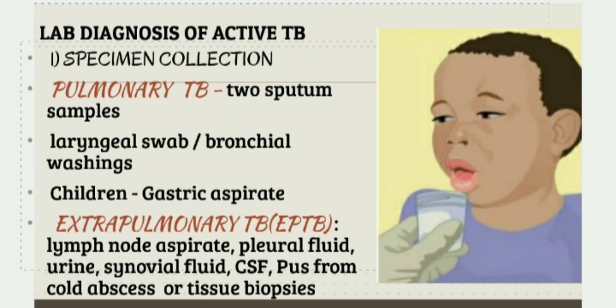In case of children, the children may swallow the sample, so the gastric aspirate is taken as the sample. It's about the specimen collection in pulmonary TB. In the next video, we will discuss the laboratory diagnosis of extrapulmonary TB. In that, we will discuss the specimen collection in case of extrapulmonary TB.